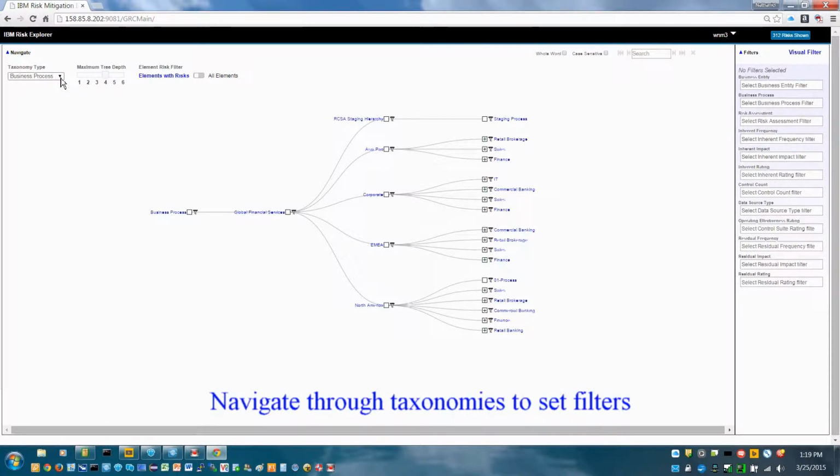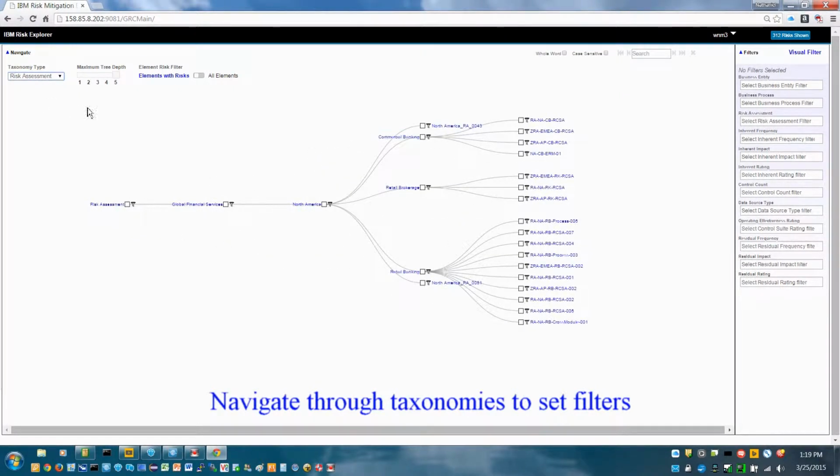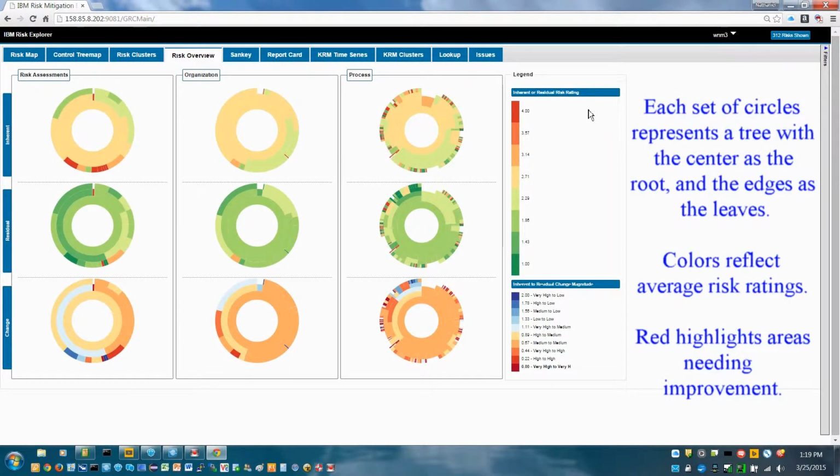We can also look at the risks according to risk assessment taxonomy. It has a similar breakdown by region. Here we're looking at the risk overview that summarizes your risk position. They're colored with red being very high risk rating and green being very low risk rating. They have numerical values from 4 to 1.